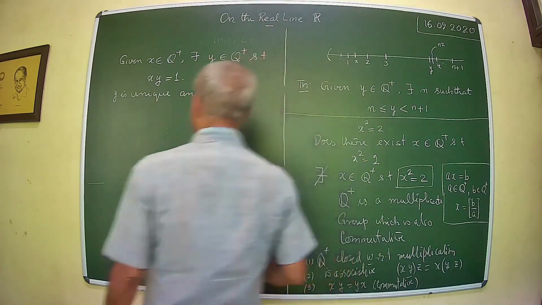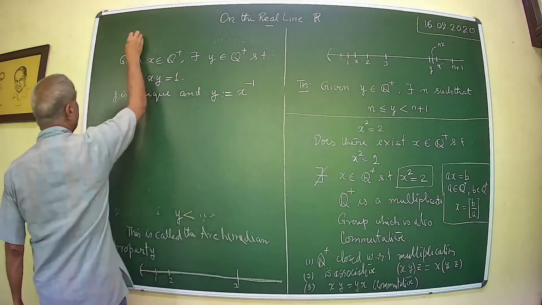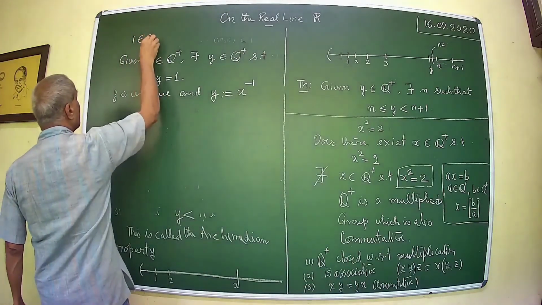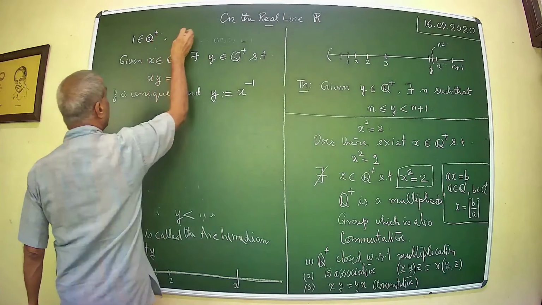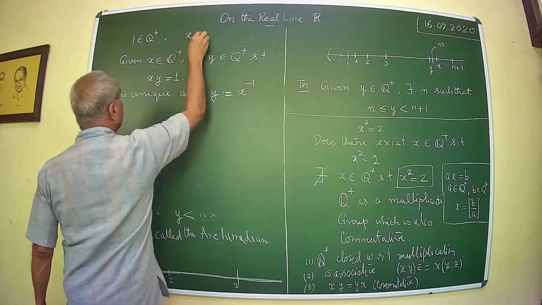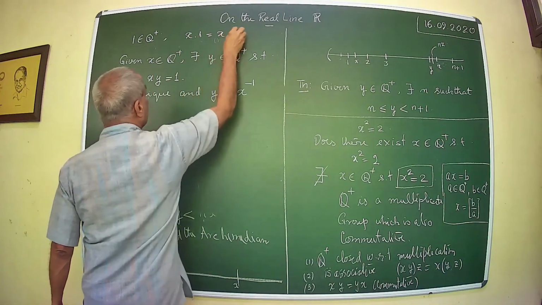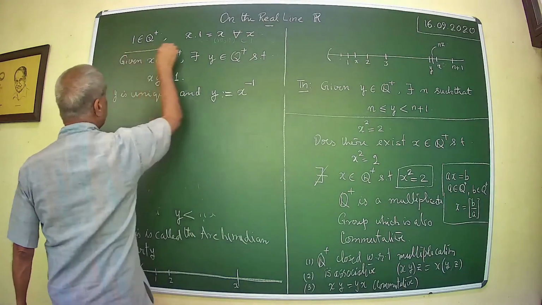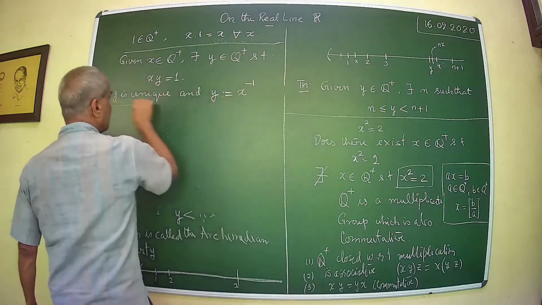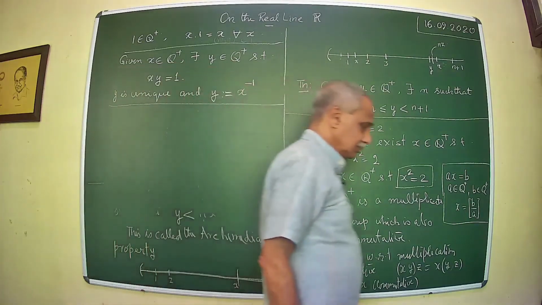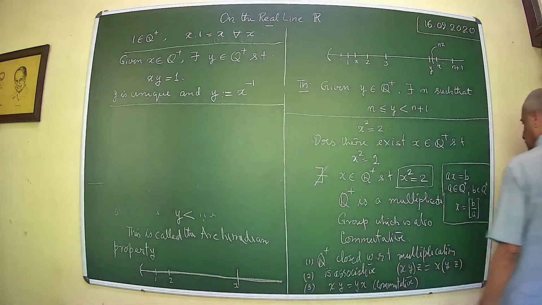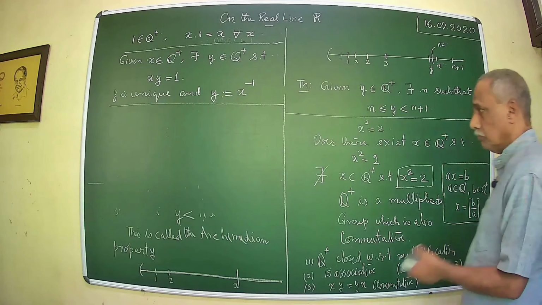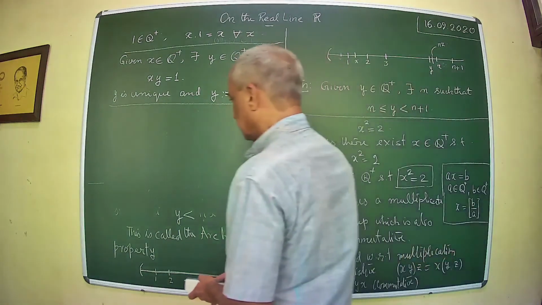And of course, before that, 1 belongs to Q plus, and 1 has the property that x into 1 equals x. That is the existence of the identity element. Then this is the existence of the inverse. So it's a commutative group because of these properties. It's called a commutative group.